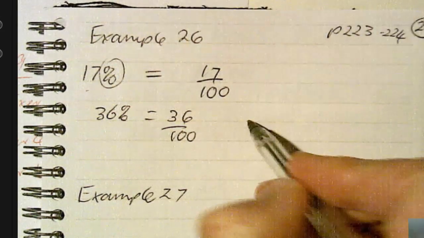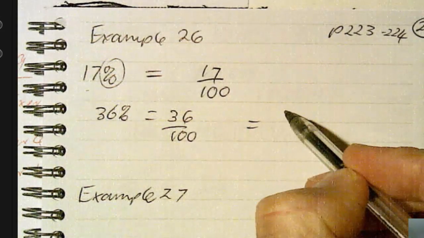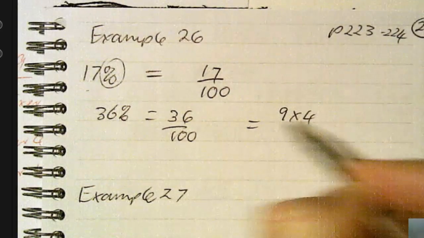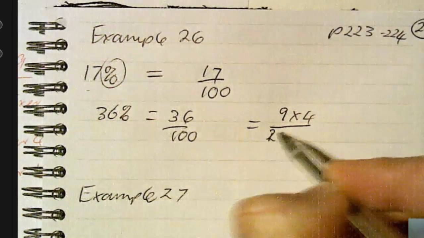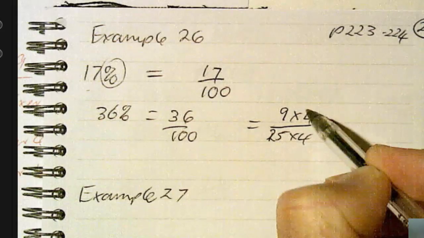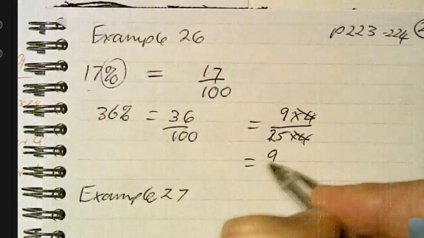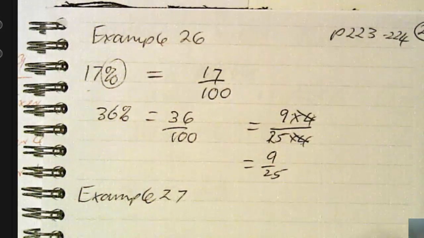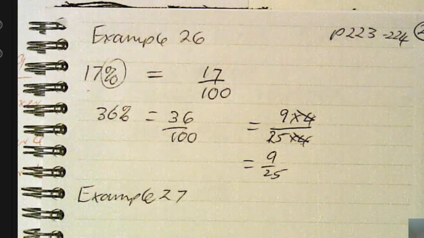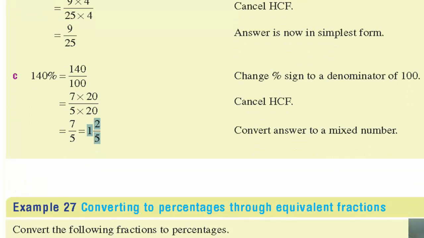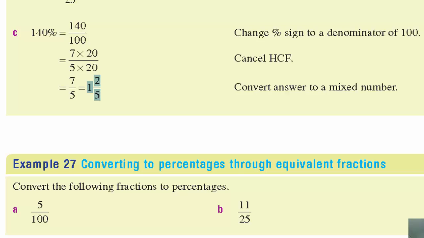Then they're setting things out to say, what do they both have in common, top and bottom? The 4, 9 times 4, 25 times 4 will cancel each other out. We are left with 9 over 25. And their last one that they did with 140. Quickly having a look at some other little examples that they have.